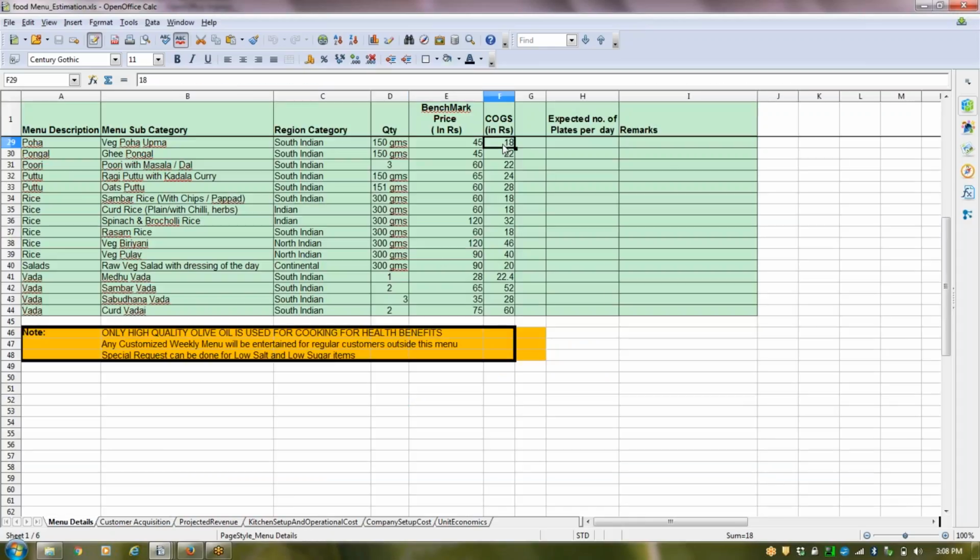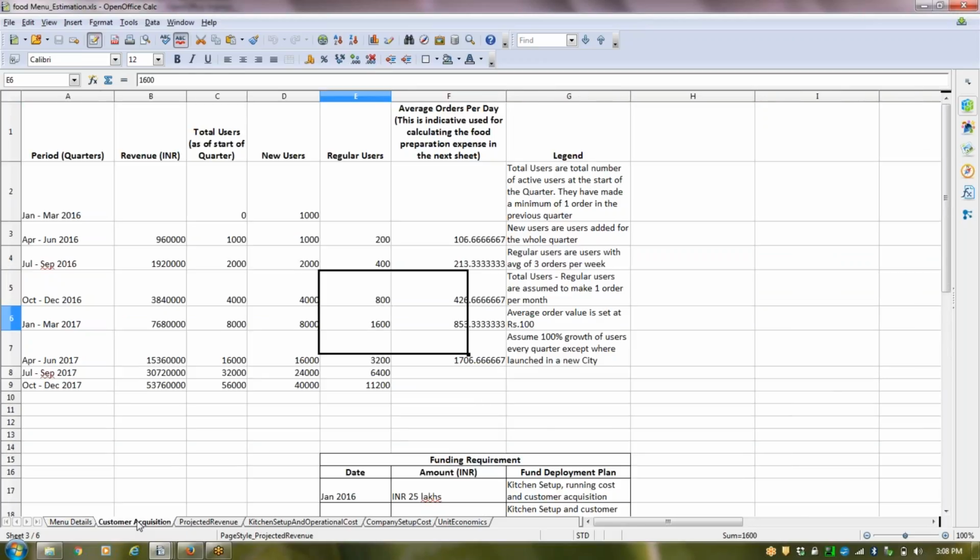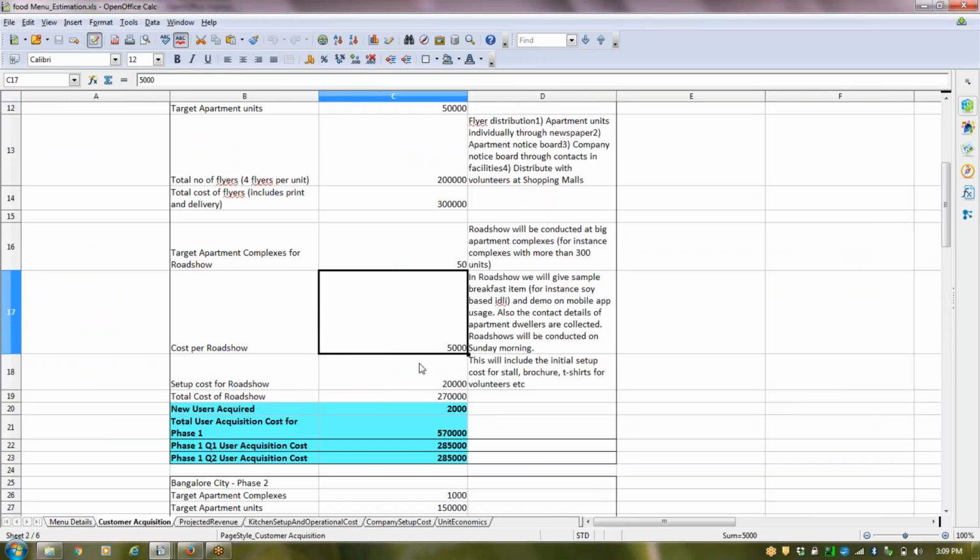See, so if they have to give for free 100 veg biryani, they know that exactly 4,600 rupees, that is 46 into 100, would have to be spent on cooking and giving this veg biryani for free. So all those will come over here. So this is where the data comes into picture.